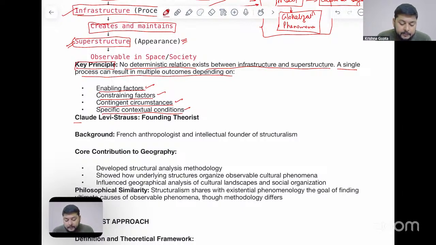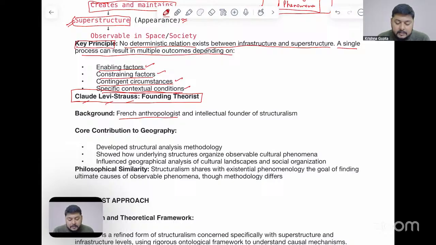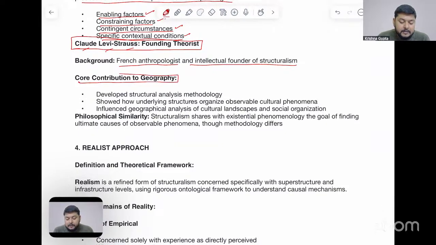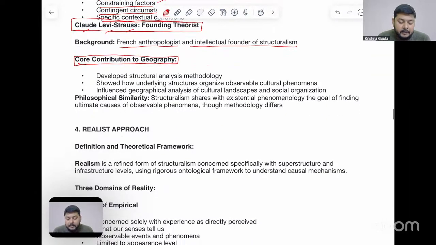Then the next theorist who came here, the founding theorist for this Marxist geographer, is Claude Lévi-Strauss. In the background, he was a French anthropologist and intellectual founder of structuralism. His core contribution to geography was that he developed the structural analysis methodology. He showed how underlying structures organize observable cultural phenomena, which then influenced the geographical analysis of cultural landscape and social organization also. There was a certain philosophical similarity that structuralism shares with existential phenomenology.